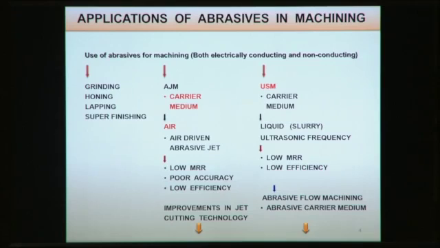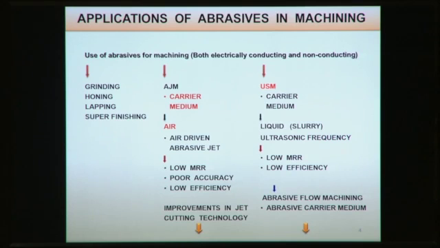First, the introduction. Here we are going to discuss different applications of abrasives in machining processes. We have already discussed that abrasives can be used in conventional finishing processes like grinding, honing, and lapping. In grinding, abrasive particles are bonded together, and in honing and lapping loose abrasive particles are used. In honing, people also use a honing stick, where the abrasive particles are bonded together. There are also other super finishing processes where abrasive particles are used.